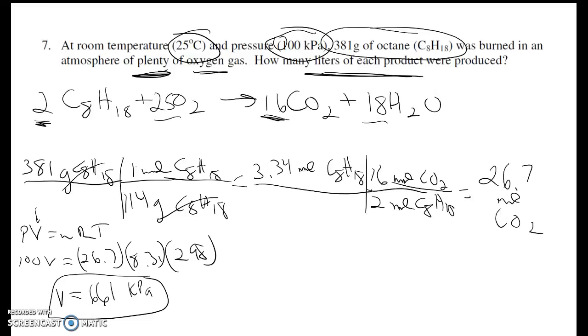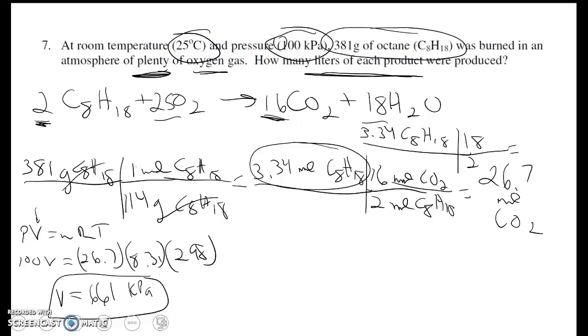Then for water, same steps. I want to start here with my 3.34 of octane, and it's 2 moles of octane to 18 moles of H2O. And then when I do that math, 3.34 times 18 divided by 2, 30.1 moles of H2O.